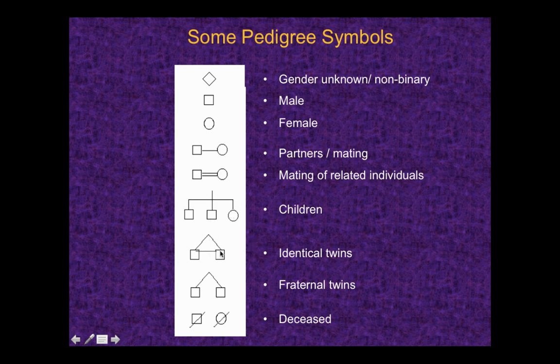Identical twins have a triangle with two of the same sex children, and fraternal can have two different ones or two the same. There's no triangle here. Deceased, you just put a slash through the person.